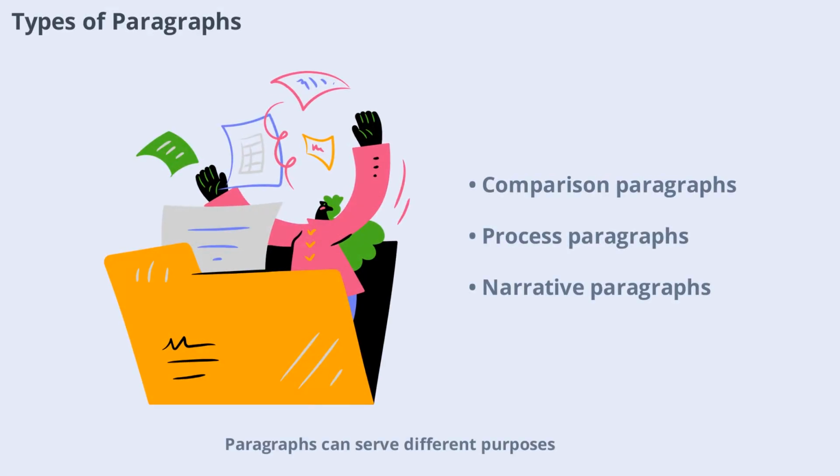Paragraphs can serve different purposes. Some paragraphs compare things, others explain a process, and some tell a story. For example, a comparison paragraph might look at the differences between two countries, while a process paragraph explains how to make a sandwich, and a narrative paragraph tells about a memorable event. Understanding the type of paragraph you need helps you organize your ideas and choose the right language.